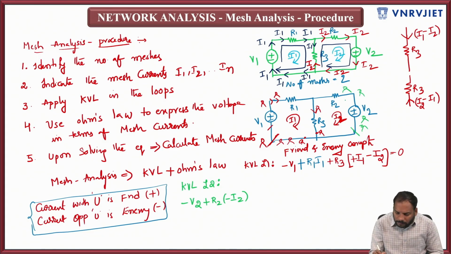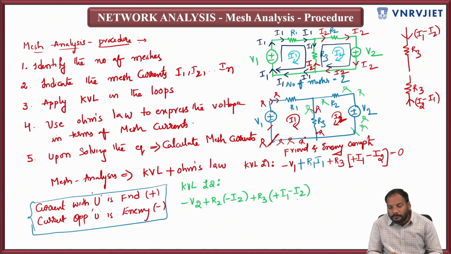Then you are here. You are at R3 now. At R3, if you clearly observe, I1 is with you, but I2 is opposite to you. So plus I1 minus I2. Then you are here, coming back to the original point. That means you have completed the loop. So that is why this is equal to 0. Actually, all I have done is that the sum of voltage drops in a loop is equal to 0. That is the definition of KVL.